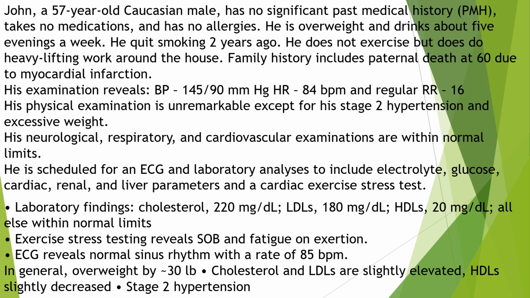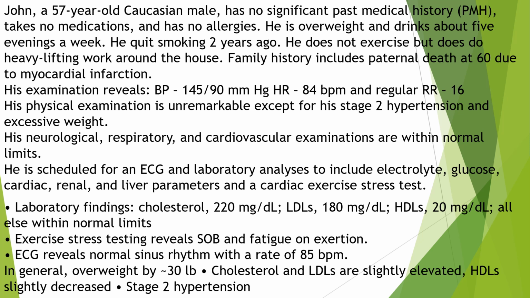You need to just have an understanding. Stage 1 hypertension is when the patient is having systolic pressure 130 to 139 mm of Hg and diastolic 80 to 89 mm of Hg, and stage 2 hypertension is more than 140 mm Hg systolic and diastolic more than 90 mm of Hg. Here the patient has stage 2 hypertension. His neurological, respiratory and cardiovascular examinations are within normal limit.